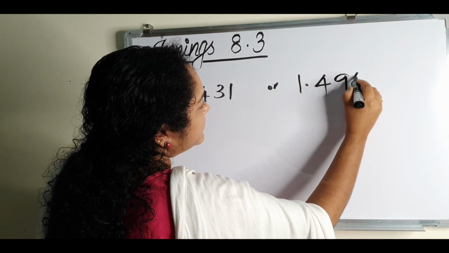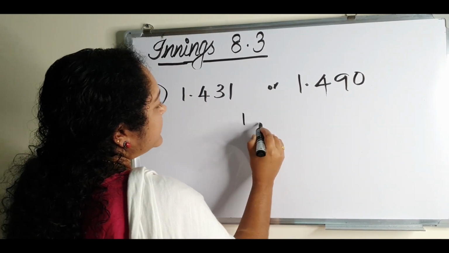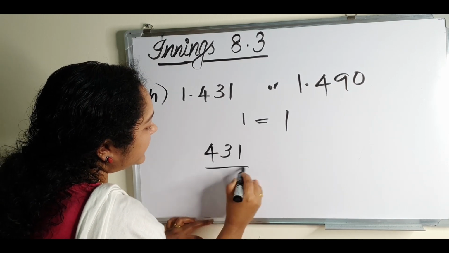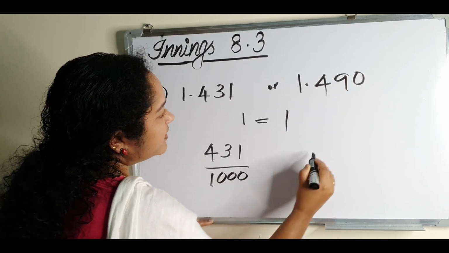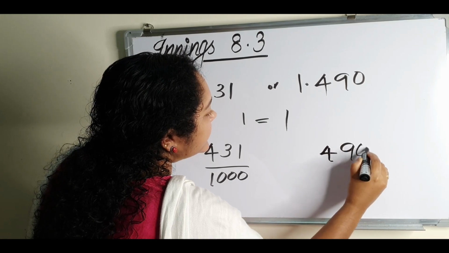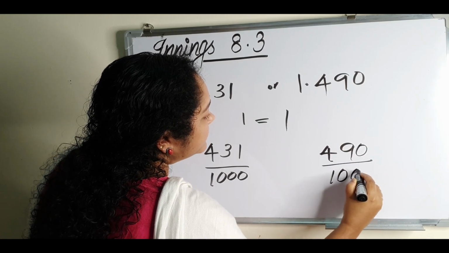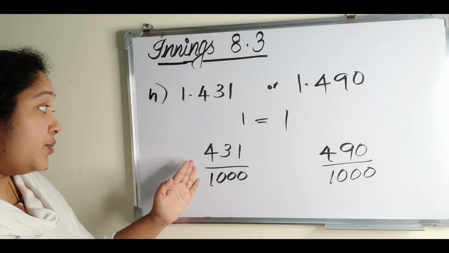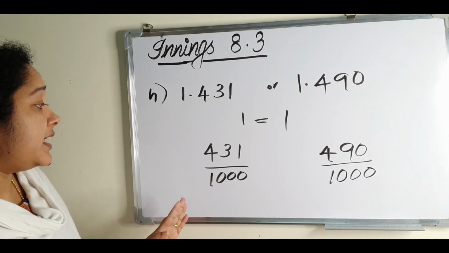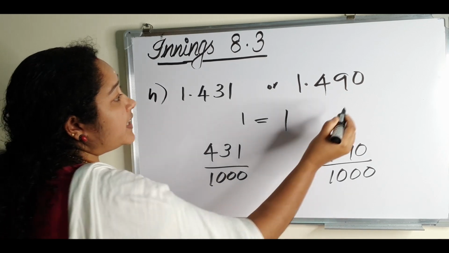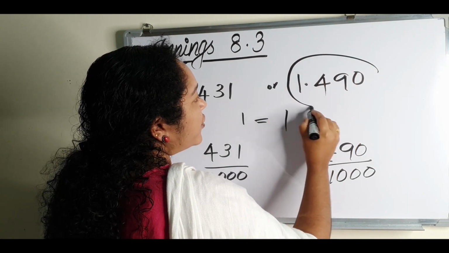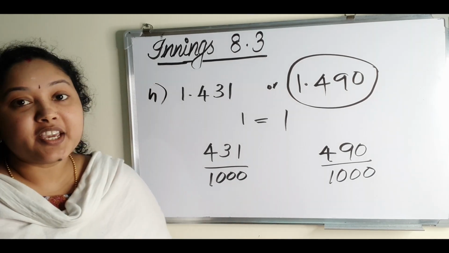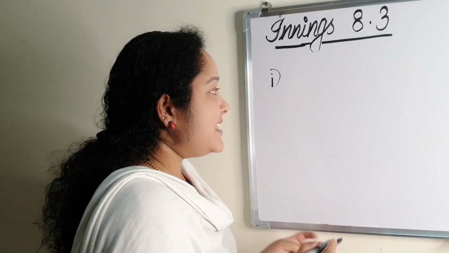1.490 and 1.431. Whole part is equal. The fractional part is 431 by 1000, here 490 by 1000. 490 by 1000 is greater than 431 by 1000. So 1.490 is greater than 1.431.